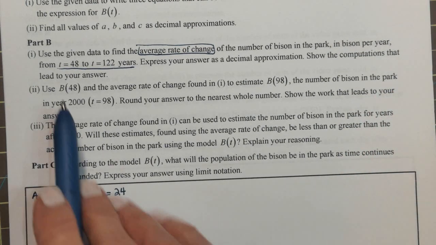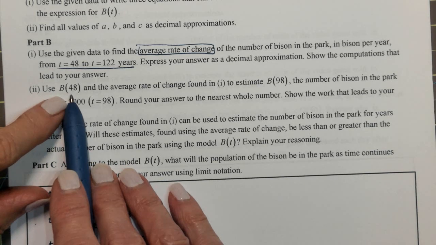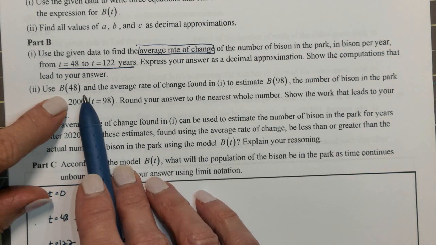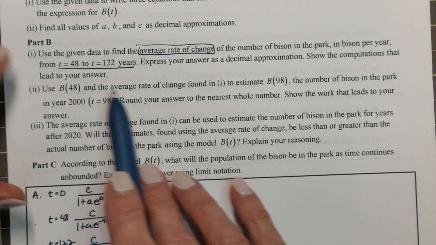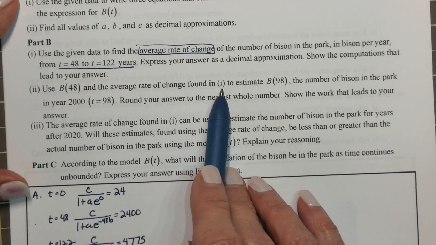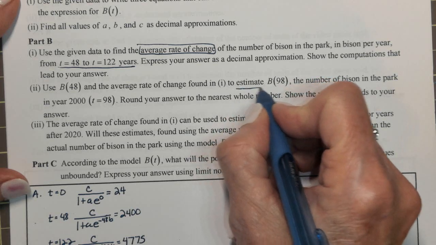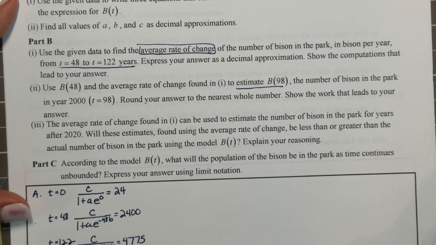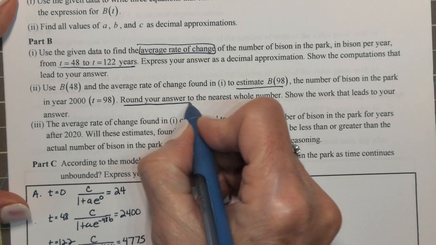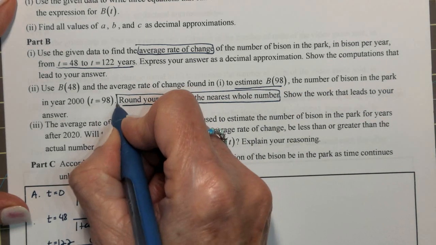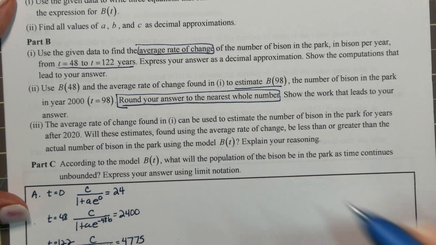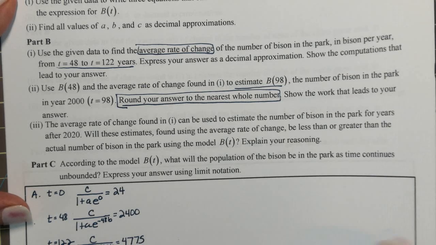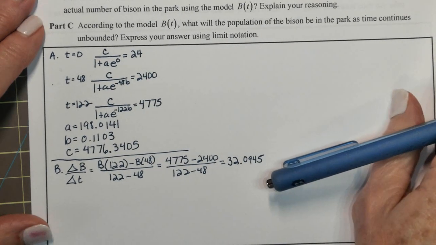Part 2. Use B of 48. Okay, B of 48, that was what they gave us. That was our 2400 bison. Use B of 48 and the average rate of change found in part 1 to estimate B of 98, the number of bison in the park in the year 2000. Round your answer to the nearest whole number. So this time we are not going to do the 3 digits after the decimal point. Okay, so let's see.